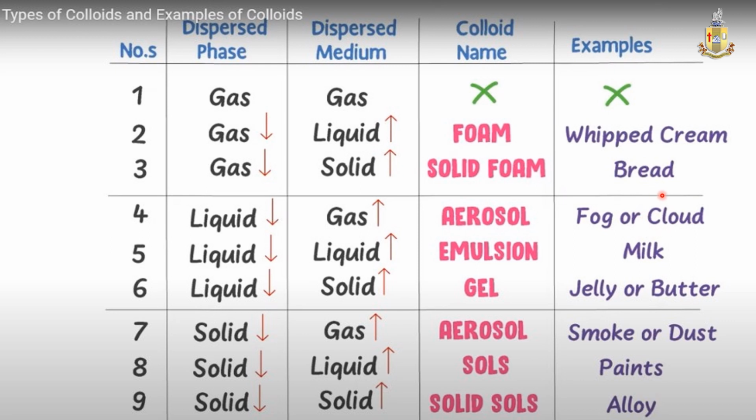A liquid in liquid is called an emulsion, and milk is an excellent example of an emulsion. A liquid in solid is called a gel. Examples of a gel are jelly and butter.